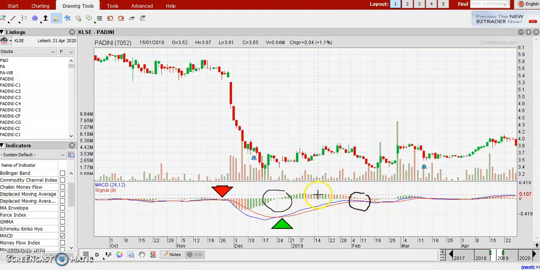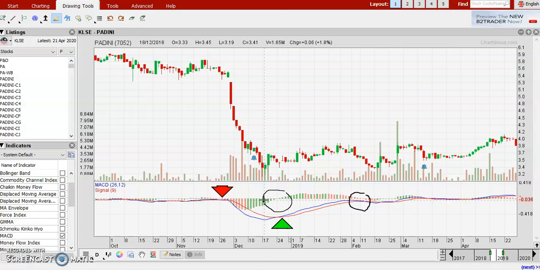So the decrease in the height of this histogram indicates that the momentum has started to lose strength, and there is a possibility of a change in direction. Okay, so we have a choice. You can either use a crossover between the MACD and the signal line, or use the MACD line and the zero line, or use the histogram.